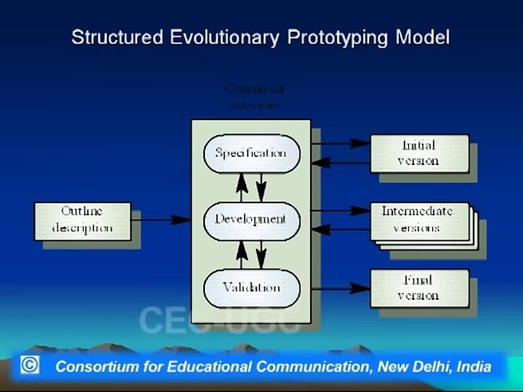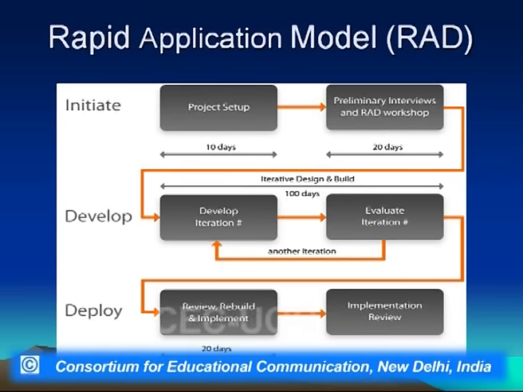For example, you can see that after specification of the initial version, the client and the vendors interact, they come up with the intermediate versions, and then again they develop the projects, and then the final version is created. The prototype is created through the consultation of the client only.